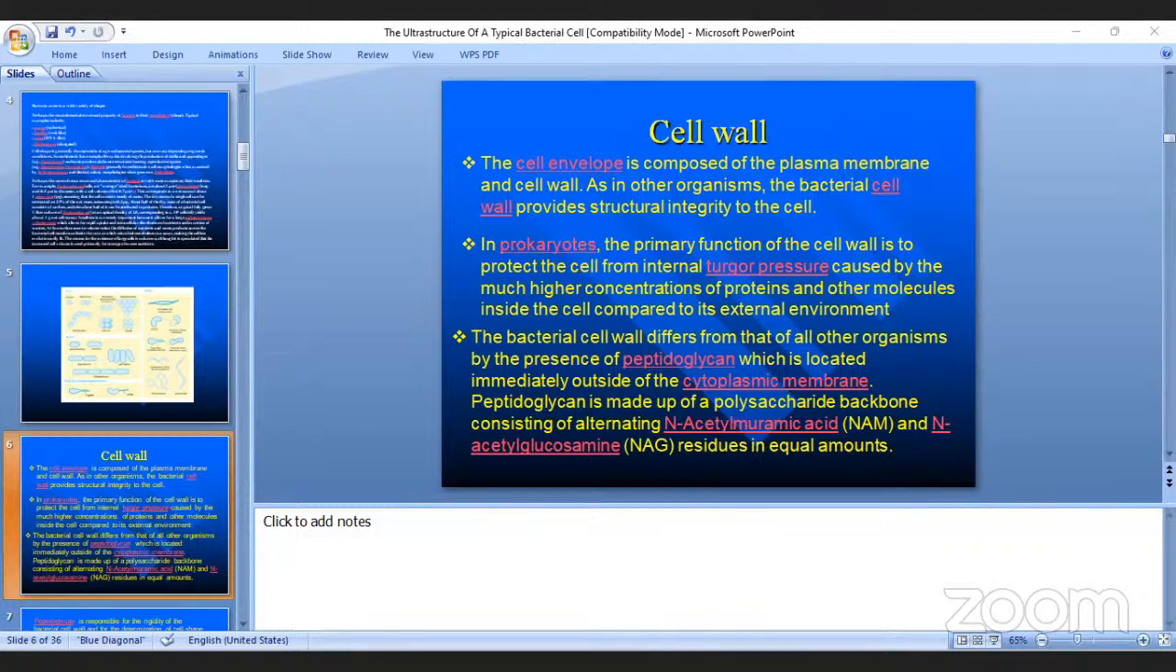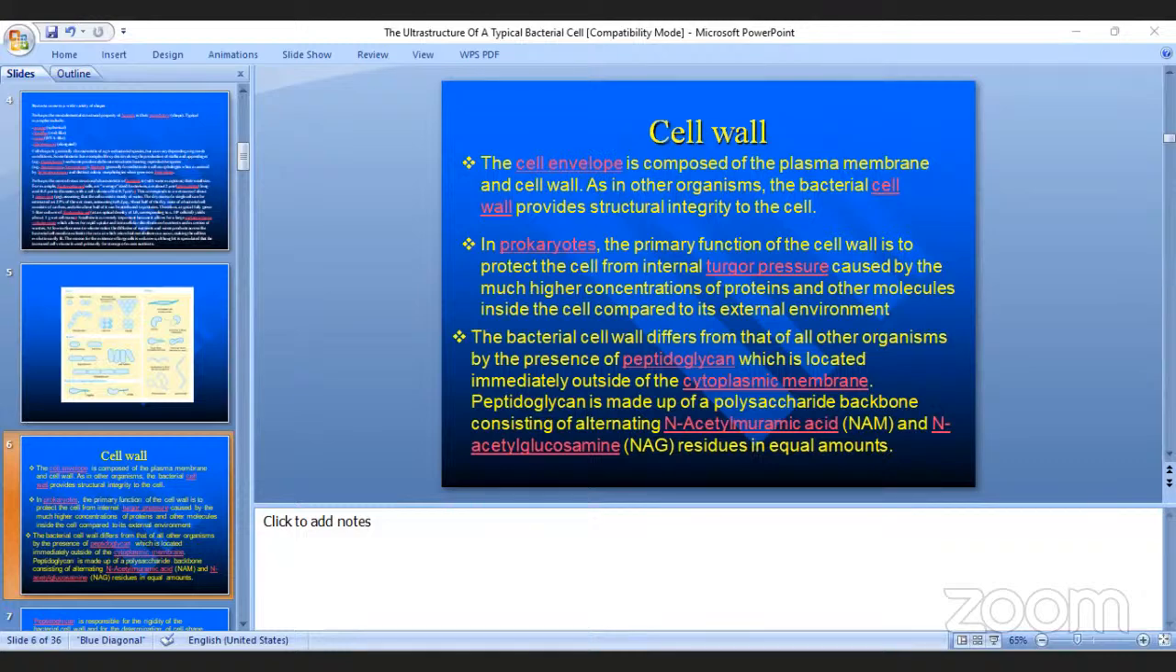Spirillum is S shape. So these are the different shapes of bacteria. If it is given in our book, please read it. This is not an important one. Anyway, in prokaryotes the primary function of the cell wall is to protect the cell from internal turgor pressure, caused by the much higher concentration of proteins and other molecules inside the cell compared to its external environment. That is the main function of the prokaryotic cell wall.